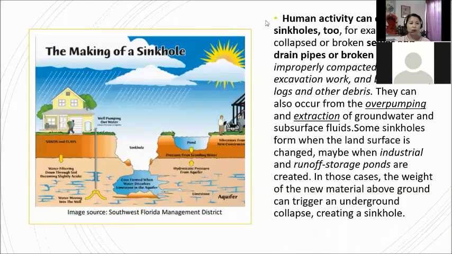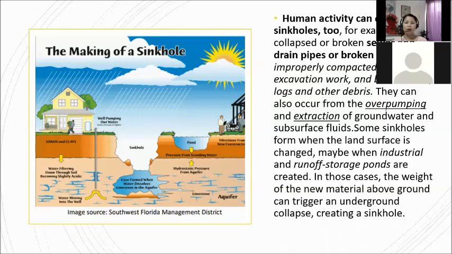So, the making of sinkhole. Okay. So, human activity can create sinkholes too. For example, via collapse or broken sewer, and drain pipes, or broken septic tanks. So, improperly compacted soil after excavation work and buried trash bags and other debris. So itong mga buried trash bags would decay, so that would cause that lowers the surface part of the land.